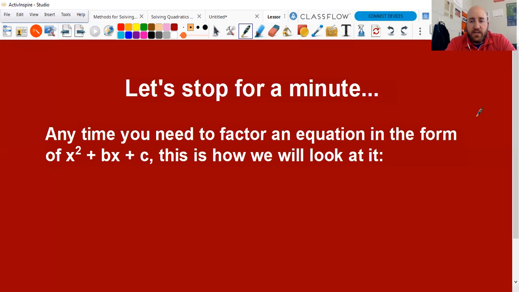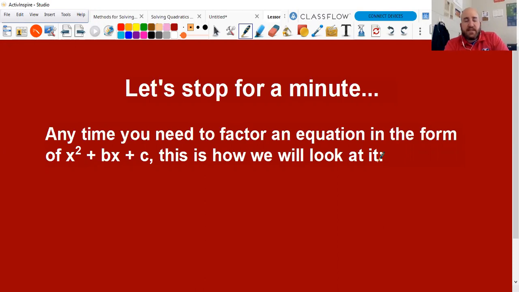All right, so factoring quadratics. When we're factoring quadratics, let's stop and think for a minute. Let's try to think back to Algebra 1. Anytime we need to factor an equation in the form of x squared plus bx plus c, this is how we'll look at it.